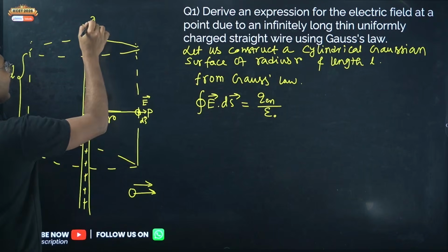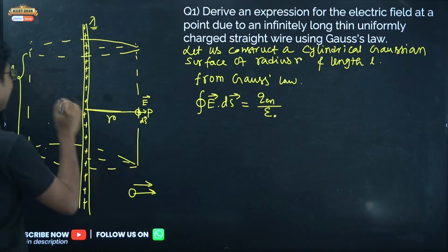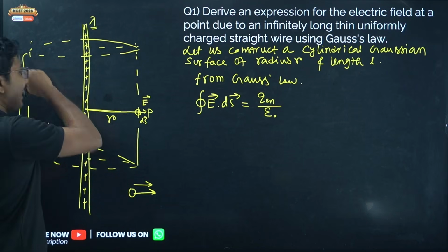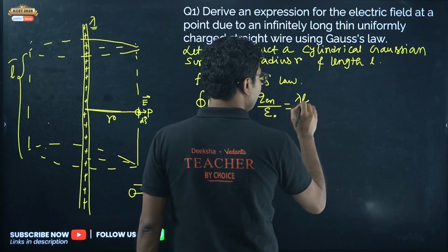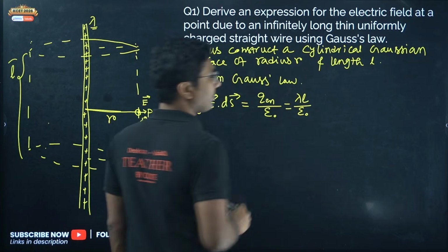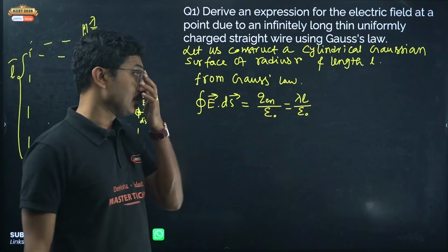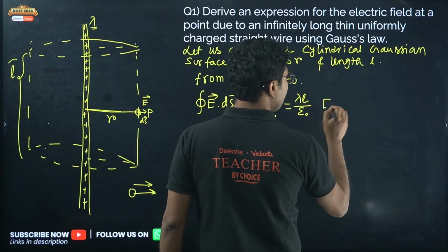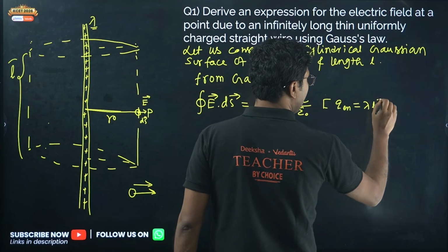The line charge density is given here as lambda. The length that we are considering over here is L. So for unit length the charge is lambda. For length L the charge will be simply lambda into L, divided by epsilon naught. Length into line charge density will give you the total charge, right? So total charge is lambda into L. So you can write it over here, because q enclosed is given by lambda into L.